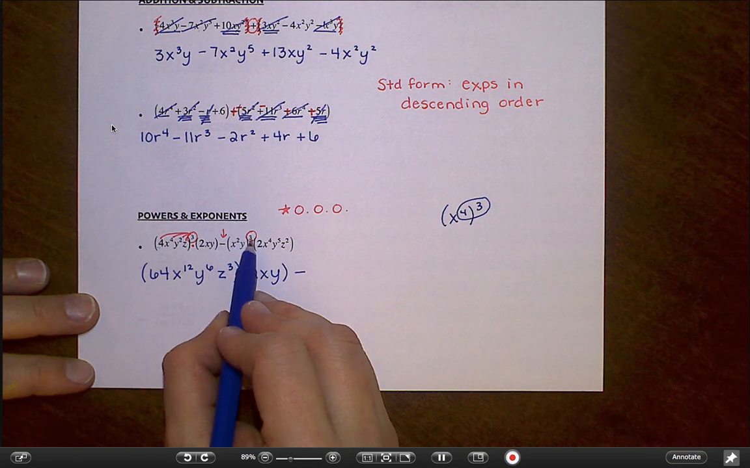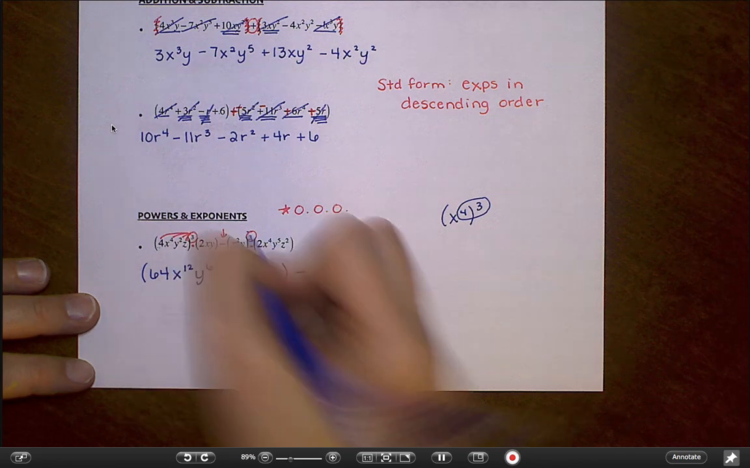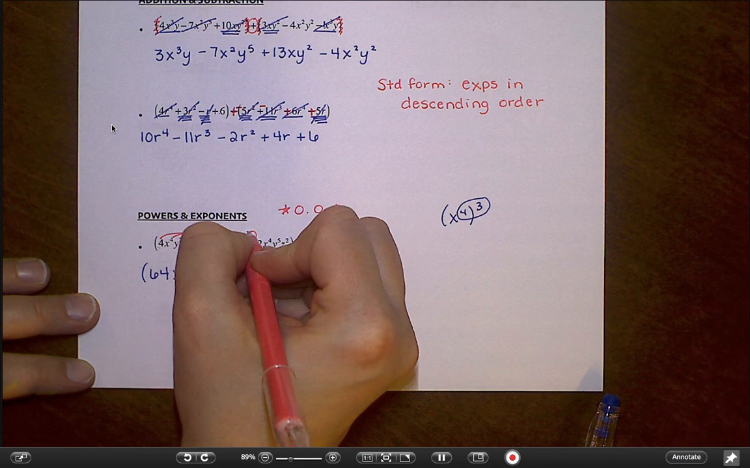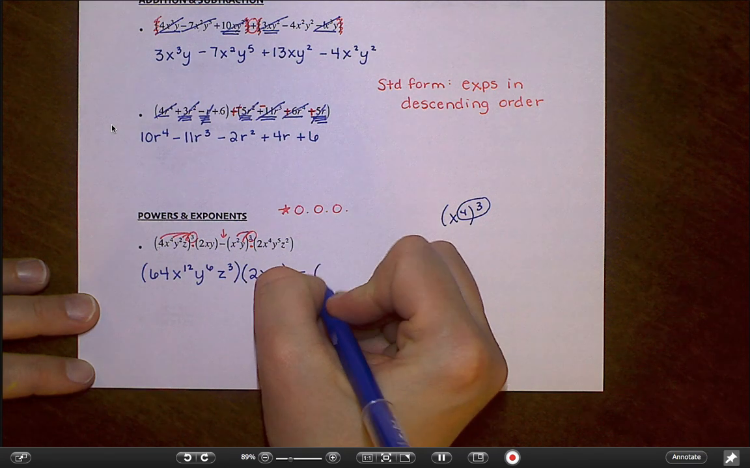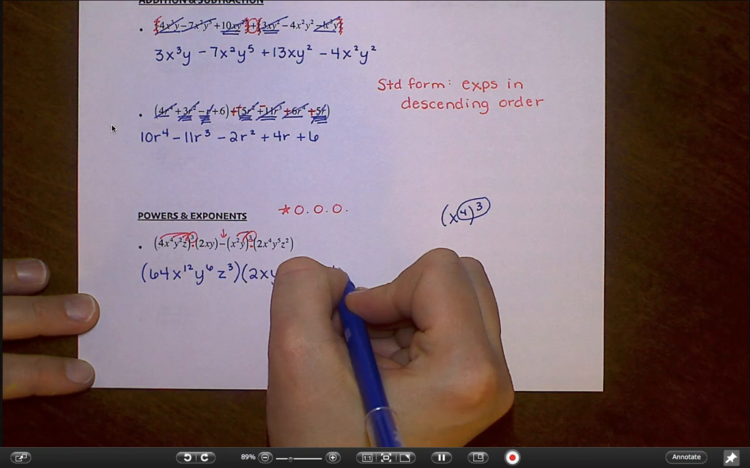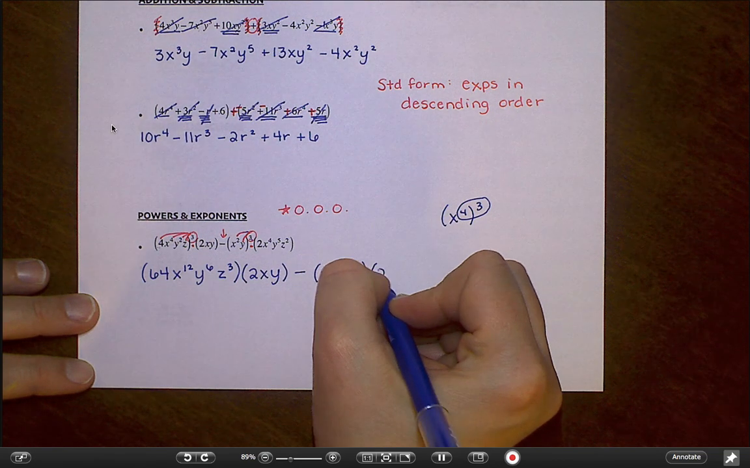Minus, now let's go ahead and raise to the 3rd power here. So once again, I can just take this power of 3 and apply it to the x squared and to the y. Make sure both pieces get it. So that's going to become an x to the 6th and a y to the 3rd. And then I have this other parenthesis here.